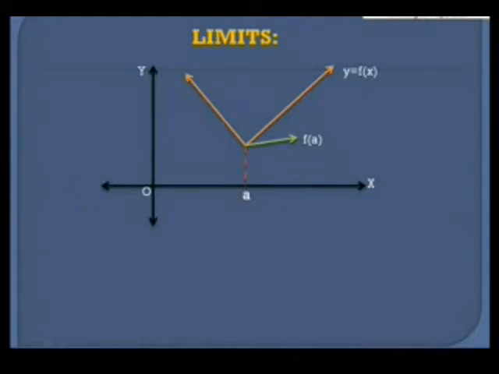Let me say that y equal to f(x) is this function. This very function denotes y equal to f(x). Now for x equal to a, the value of y equal to f(x) is f(a). Now if I take any point on the left side of a, that is a minus h, where h is any positive number, then the value of y is f(a minus h). And similarly, if I take a point to the right side of a, that is a plus h, then the value of y would be f(a plus h).